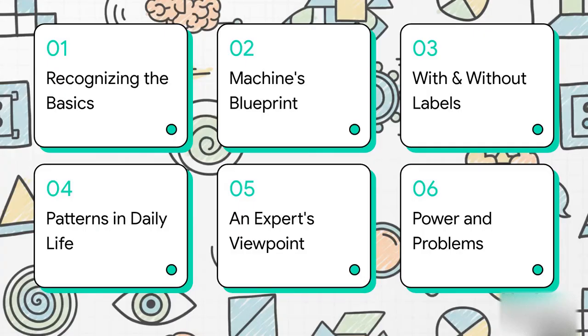Okay, so here's what we're going to cover. We'll start with the basics, how we humans do it. Then we'll look at the machine's blueprint. We'll explore the two big ways they learn, find out where you're seeing this stuff every day, peek under the hood, and finally, look at the good and the bad.